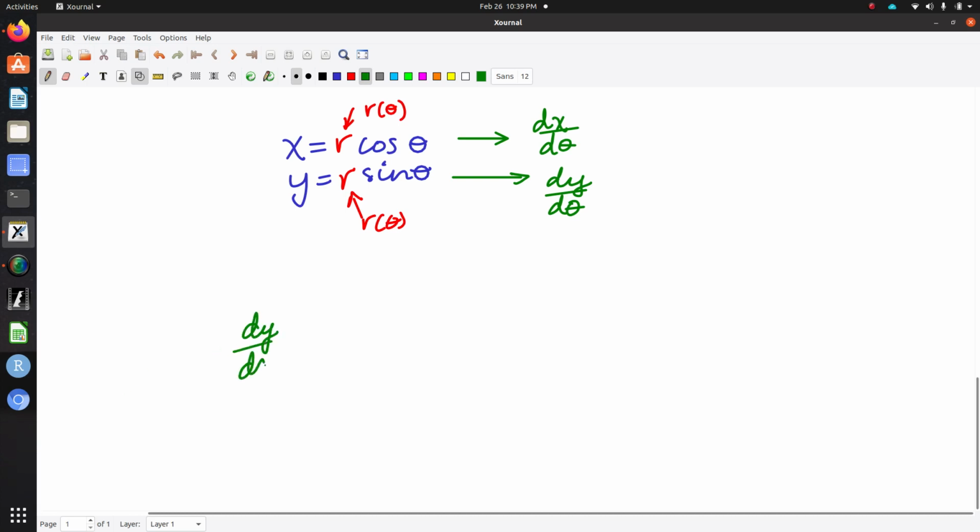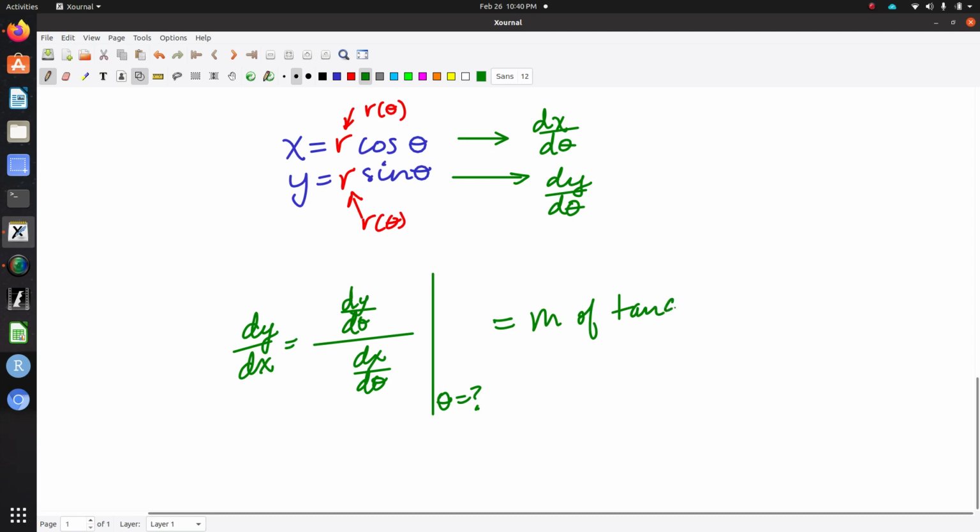Hopefully you figured this out already, but what you do is you stack them, right? So you do dy d theta over dx d theta, and then you evaluate it at the theta you've been requested, at theta is equal to whatever it is, wherever it is you want to find that tangent line, and that's going to be the slope of your tangent line. Okay, it seems really complex, but that's how you do it.